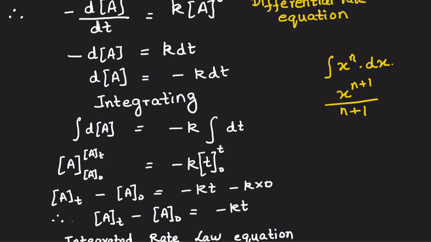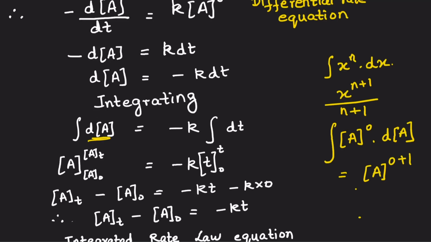Now here I've got no x, there's only the differential, right? What do we do now? Yes, what does it mean? It means I have got concentration of A to the power of 0. Got it? So what am I actually integrating? I am integrating this term. Now apply the formula. So this becomes A to the power of n, which is 0, plus 1 upon 0 plus 1, that gives you 1.